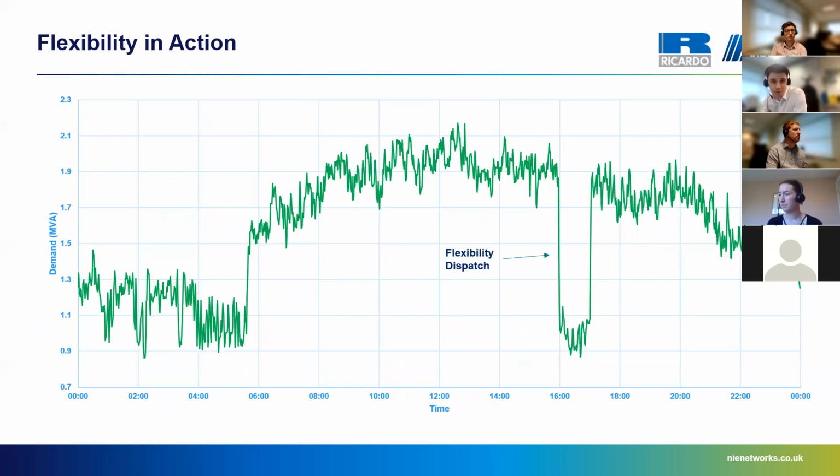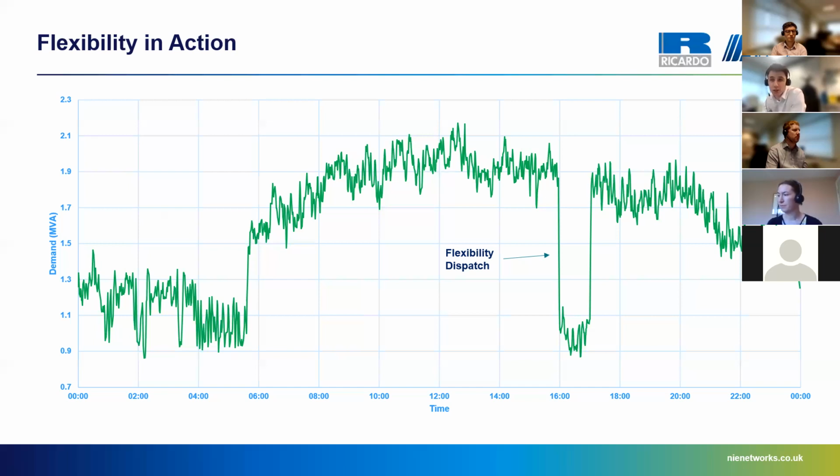Really, well, look, we couldn't go through this without a graph, and we are now into our live trial where we are dispatching flexibility services, and this really marks a milestone in our transition from a distribution network owner to a distribution system operator, the DSO transition. And what you can see is HV data coming back from our network monitors on the system.